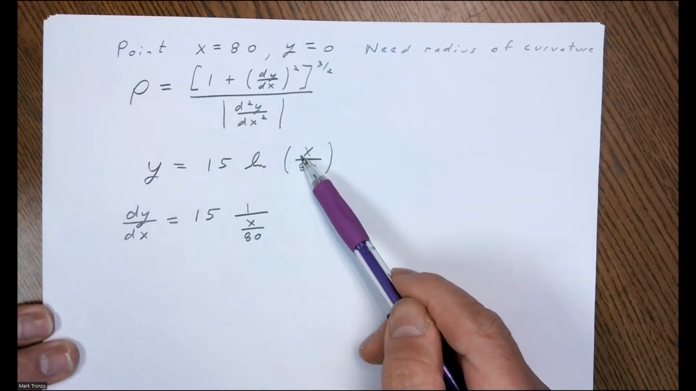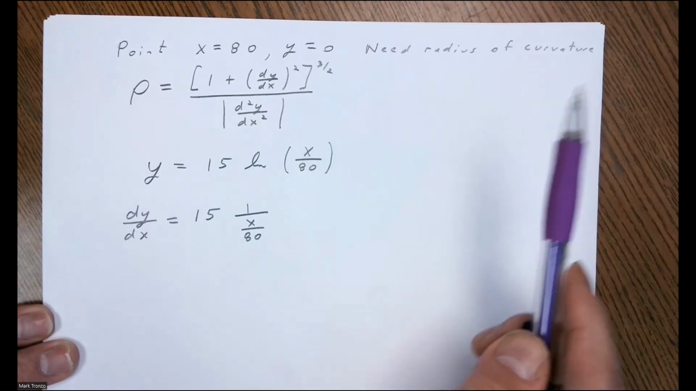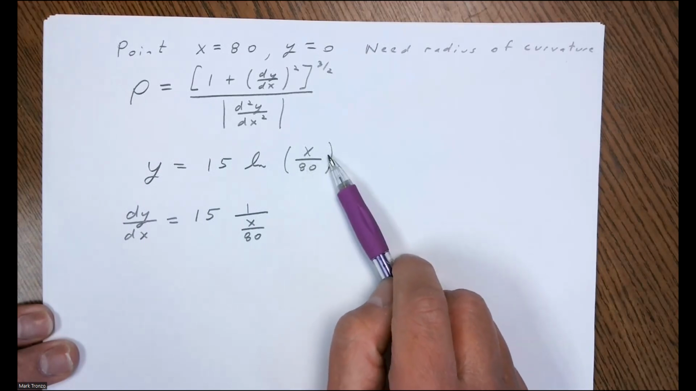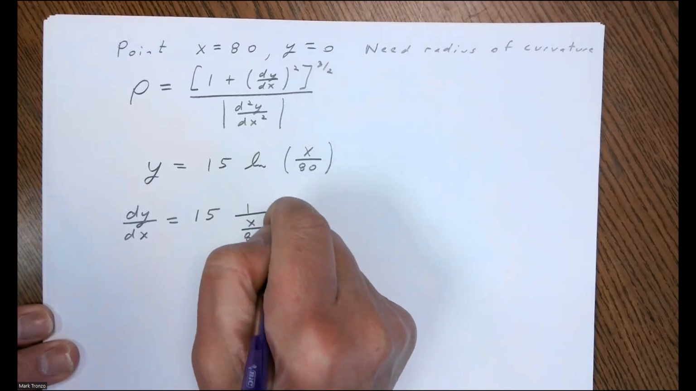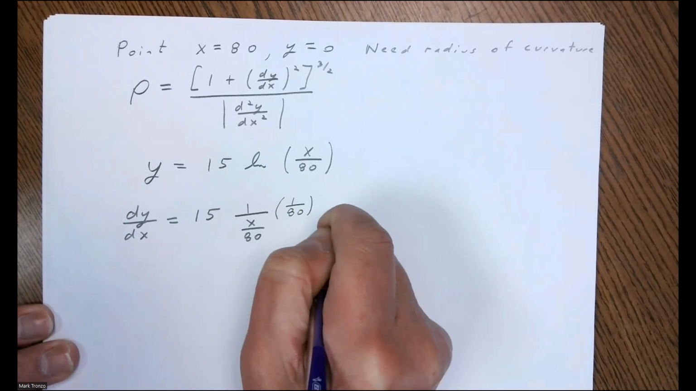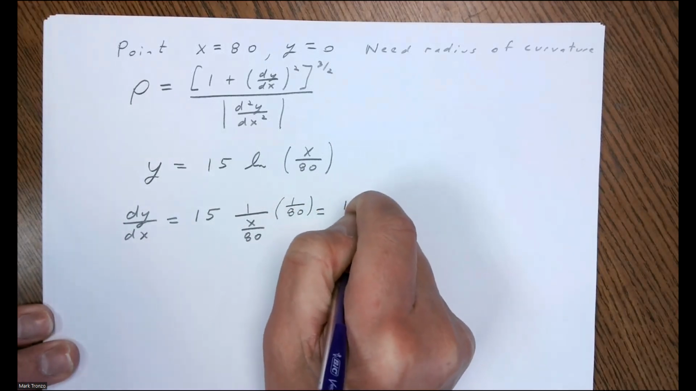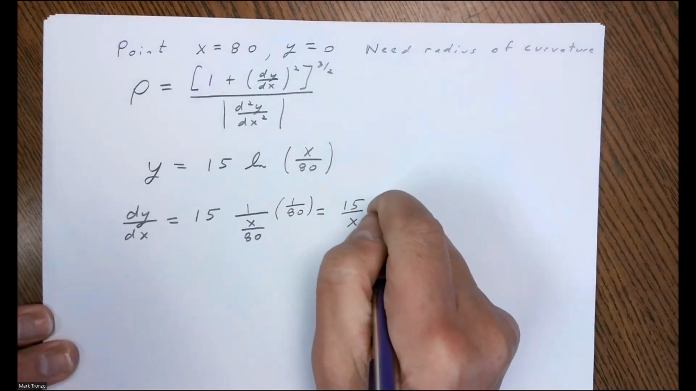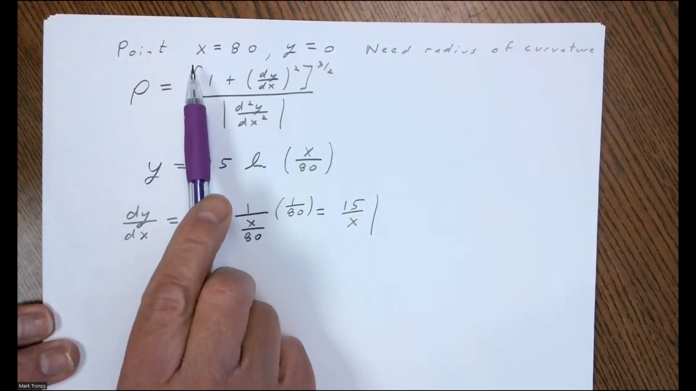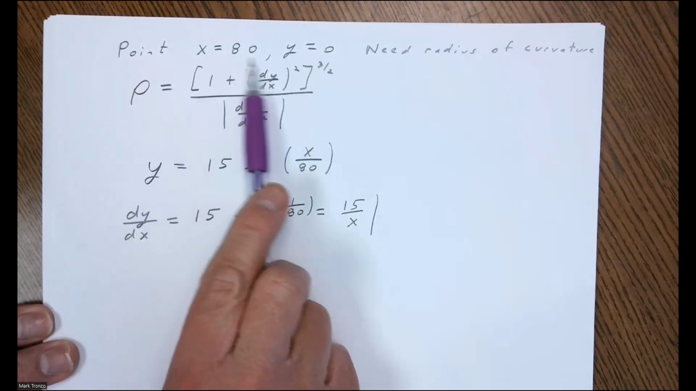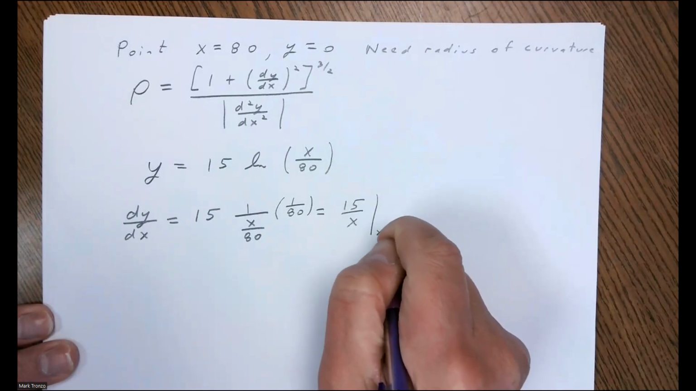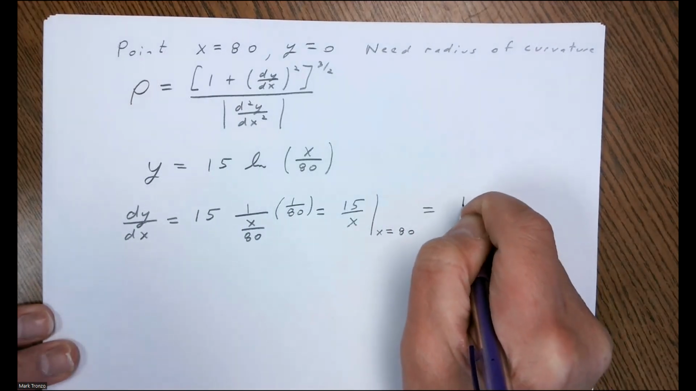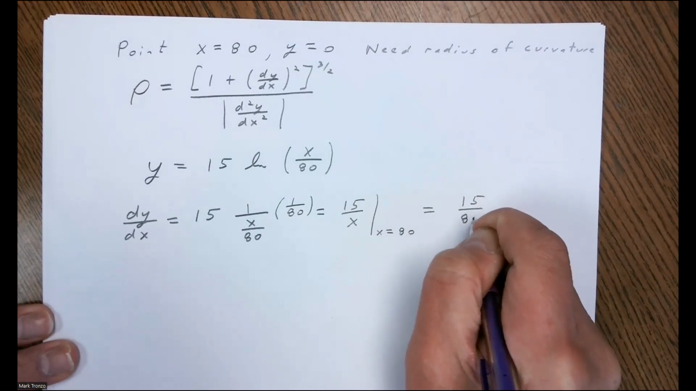And so this is just like a constant of 1 over 80 times x. It's almost like a 2 times x or a 5 times x, except here we have 1 over 80 times x. So the derivative of that is just 1 over 80. And so that's going to give you 15 over x. Then we want to evaluate at point A, and point A had these coordinates, so we evaluate this at x equals 80. So the derivative at the point we're interested in is going to be 15 over 80.